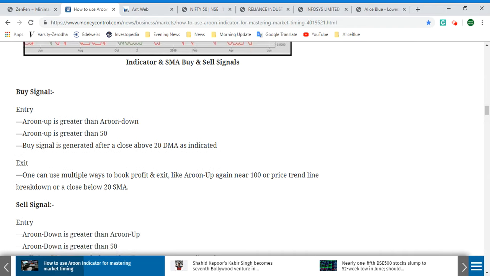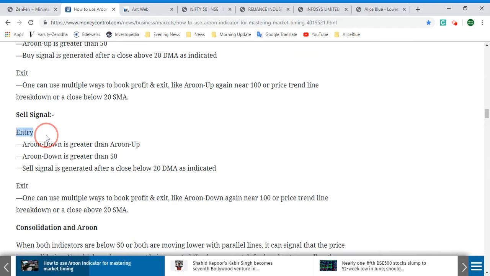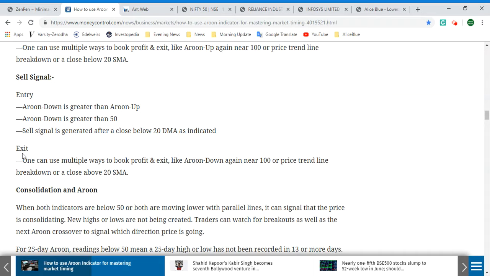So let's go into the sell signal. Let's look at the entry point for the sell signal. The Aroon down is greater than the Aroon up. The Aroon down is greater than 50, and the sell signal is generated after a close below the 20-day moving average, as indicated. And the exit will be when the Aroon down is again near 100, or the simple price trend line breakdown, or a close above the 20-day simple moving average.